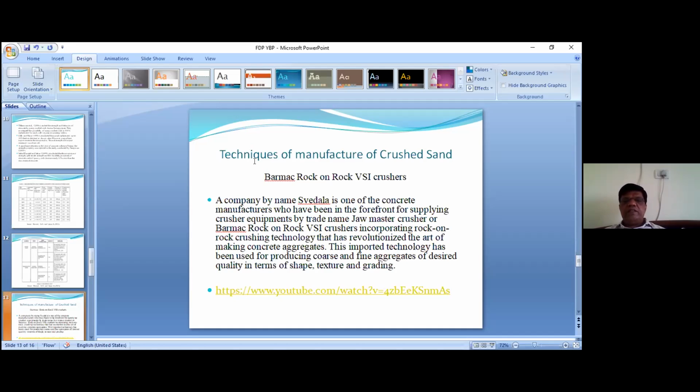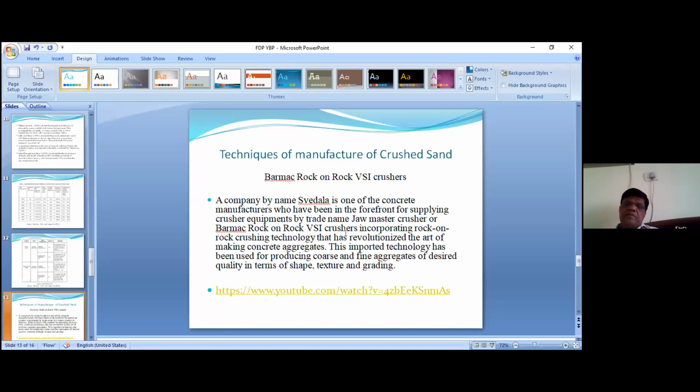Now, with the latest technology, the VSI crusher has come into the picture. There are many manufacturers of VSI crushers, but more than 60% are imported. Now a few Indian companies have come into the picture and started manufacturing VSI crushers. Just for namesake, I don't recommend it, but it is a good company, Svedla, one of the companies at the forefront of supplying crusher equipment under trade names like Jawmaster crusher or Barmac rock on rock VSI crusher, incorporating rock on rock crushing technology.